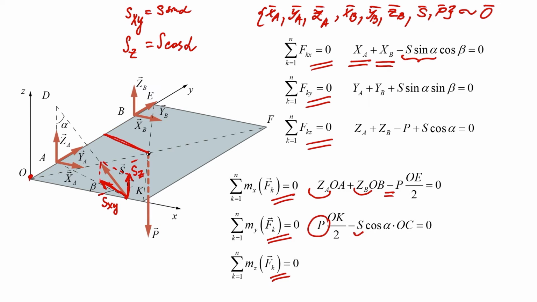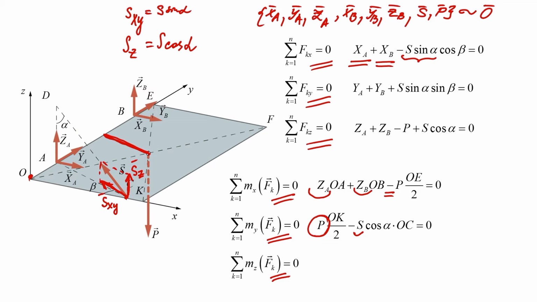Let us write down the moment equations for all forces acting on the system of forces with respect to the axis Y. The moment of the components XA, YA, ZA, XB, YB, ZB with respect to the axis Y is equal to 0, because the lines of action of these forces are parallel to the axis or cross the axis. The moment of the component P with respect to the axis Y is equal to the product of the force magnitude and the distance from the axis to the line of force's action.